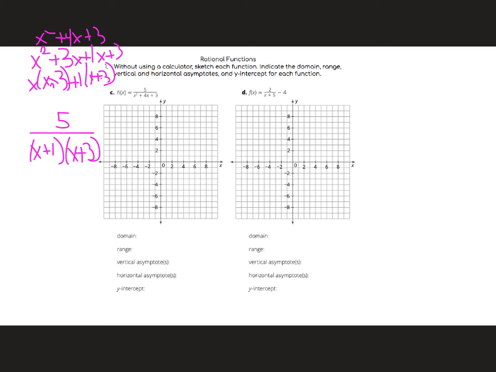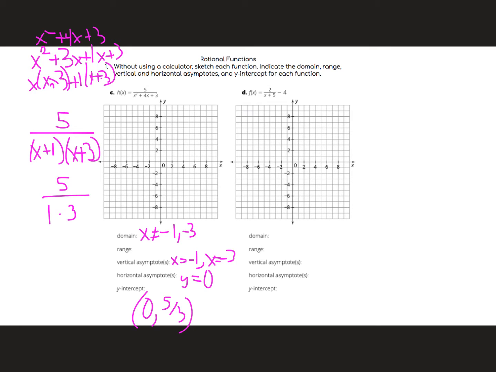So your vertical asymptotes are where the bottom is 0, so that's going to be x equals negative 1 and x equals negative 3. The horizontal asymptote is going to be y equals 0, because as x gets huge, the bottom gets bigger and bigger and bigger, and the top stays as a number. So that is 0. The y-intercept, we plug in 0, so that's 0 plus 1 is 1, 0 plus 3 is 3, so that's going to be 5 thirds, (0, 5/3). The domain is going to be everything except for negative 1 and negative 3.